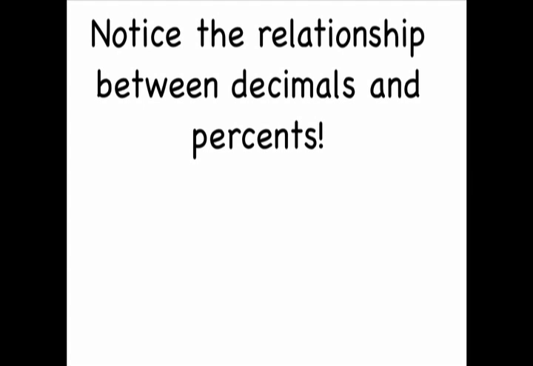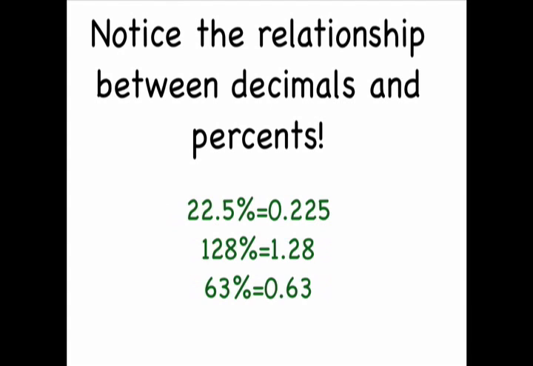Notice the relationship between decimals and percents. 22.5% numerically is 0.225. The decimal moved 2 spaces to the left when you converted from percent to its numerical value. 128% is 1.28. The decimal moved 2 spaces to the left. 63% is 0.63. The decimal moved 2 spaces to the left.